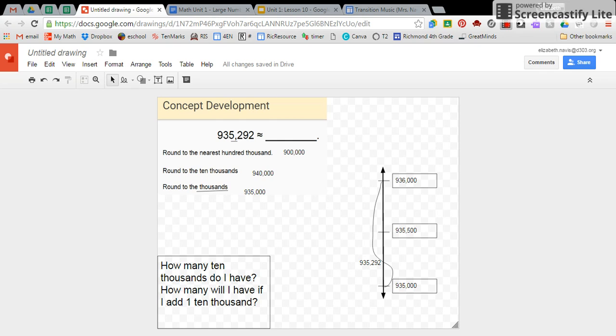935,292 is closer to 935,000. So 935,292 rounds to 935,000. If you got that right, great job. Move on to the practice problem. If you got any of these problems wrong or are still confused, make sure you find a teacher and ask for some help.